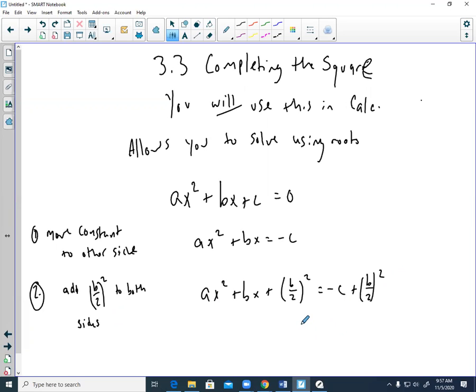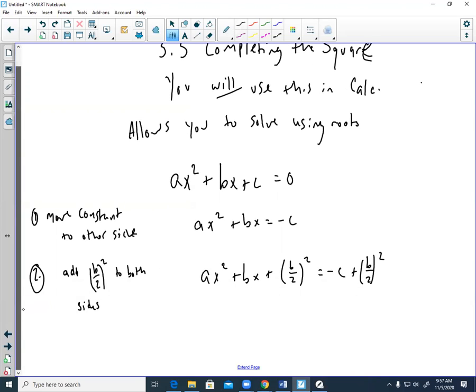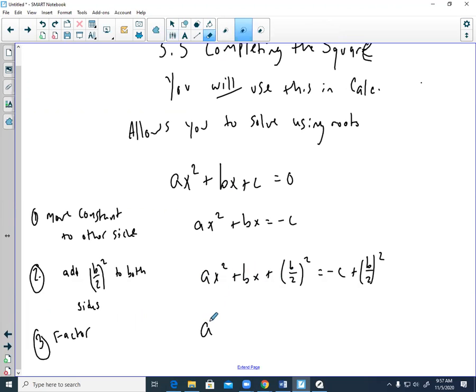And then finally, the last thing would be to factor it. Okay, and now the nice thing about this whole idea, the reason that we did this step right here, is because this will always, always factor into x plus whatever b over 2 was, squared, and then it will equal the stuff on the right side.